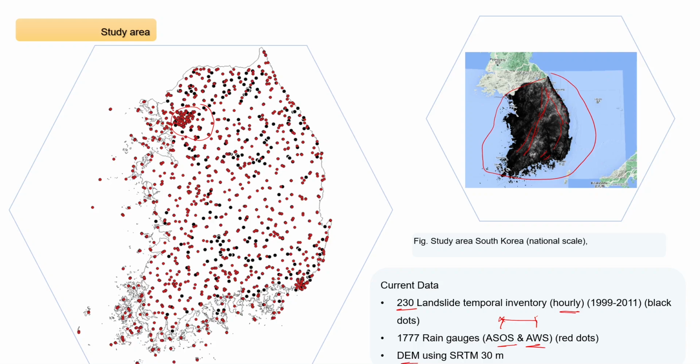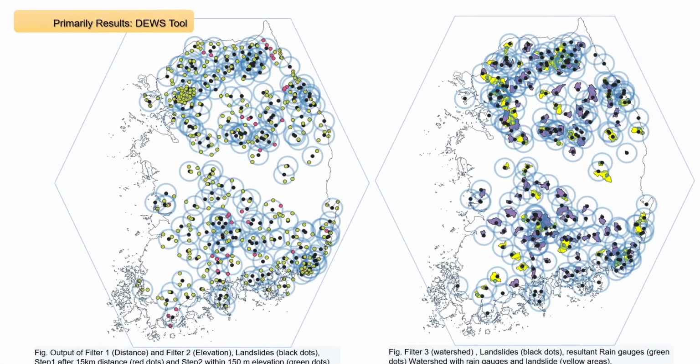You can see here it's a mess now. Actually, every landslide, which is the black dot, has plenty of rain gauges around it. This is national scale, so don't think this is very close here. We are talking about a huge distance. So let's come and see the tools.